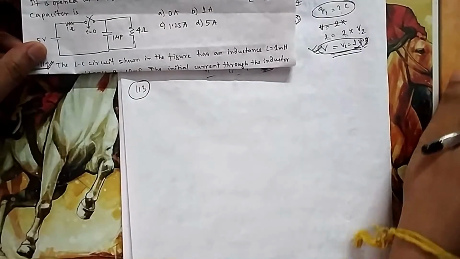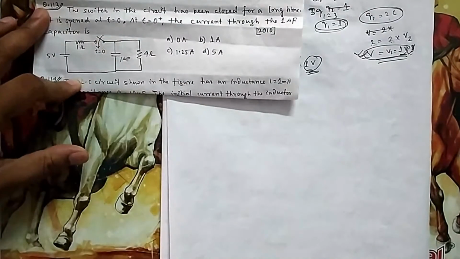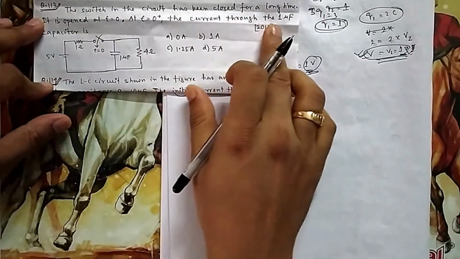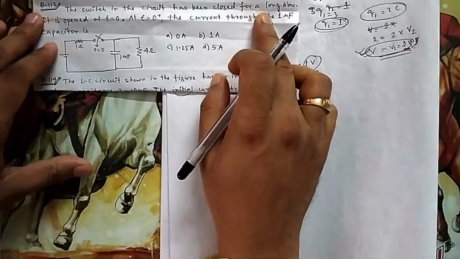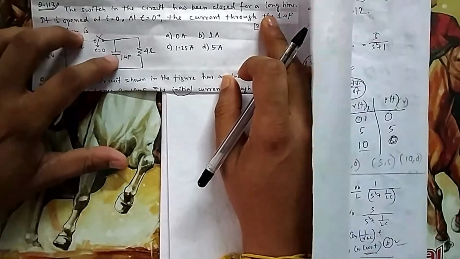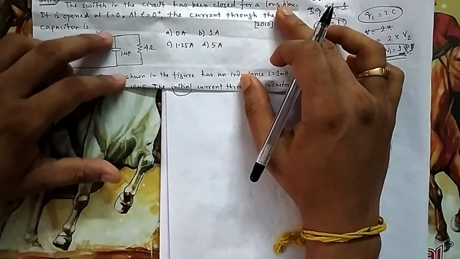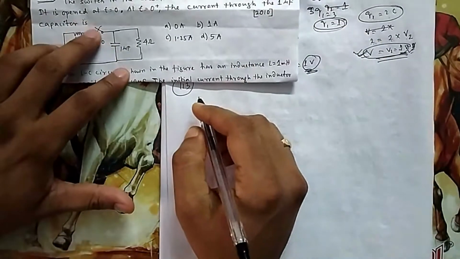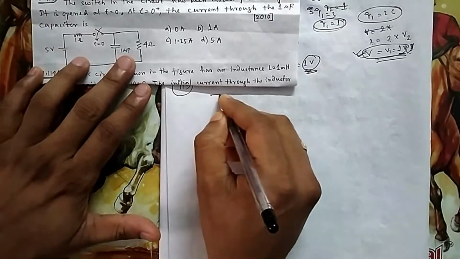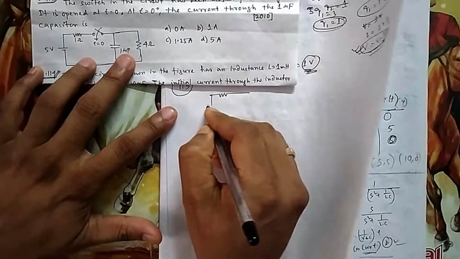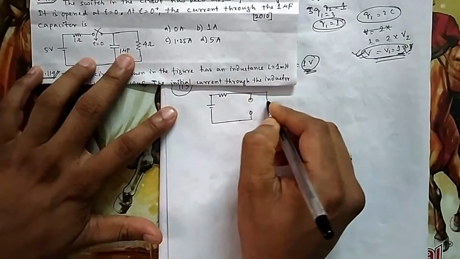The switch in the circuit has been closed for a long time and opened at t equal to 0. At t equal to 0 plus, the current through the 1 microfarad capacitor is what? It was closed for a long time. Very good. So if it is closed for a long time, that means it is fully charged. So up to how much will it charge? When it was closed and the circuit was in steady state, that means I am drawing the circuit for 0 minus. 0 minus means the circuit is at steady state, it is fully charged. So this is the condition.